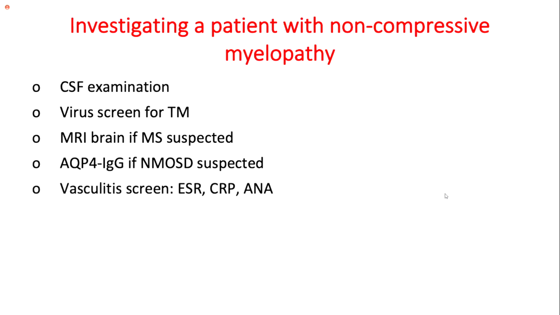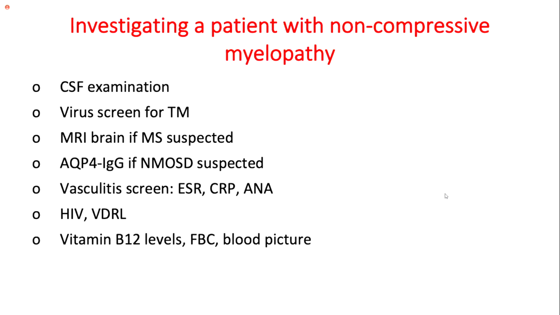You do the vasculitis screen if you are thinking of SLE: ESR, CRP, anti-nuclear antibodies. HIV and VDRL for that category of HIV and syphilis. Vitamin B12 levels, full blood count, blood picture, because you get macrocytic megaloblastic anemia. And neurophysiology for any associated peripheral neuropathy.